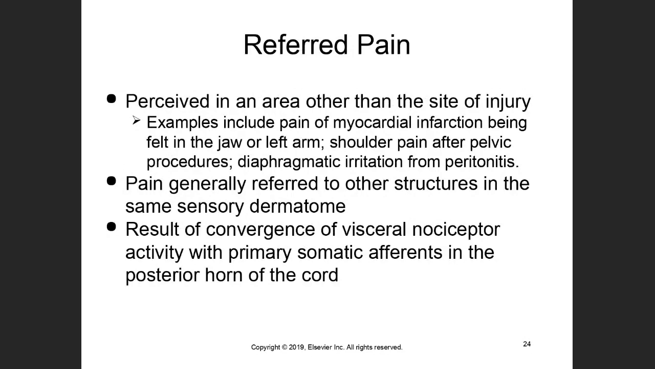Referred pain is perceived in an area other than the site of injury. Example: the myocardial infarction pain that is referred to the shoulder. Pain is generally referred to another structure in the same sensory dermatomes. Result: convergence of visceral nociceptive afferents with primary somatic afferents in the posterior horn of the cord.